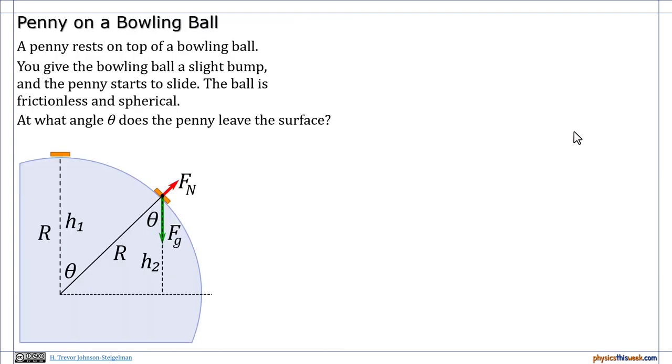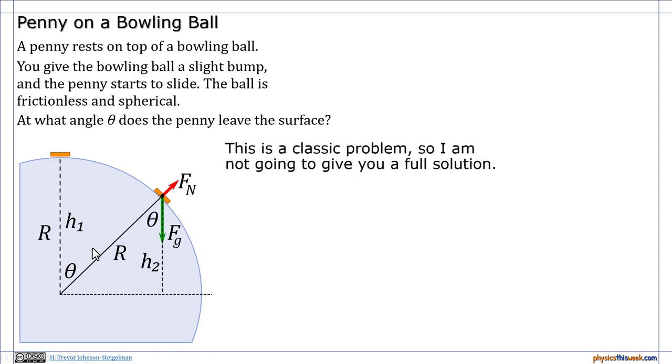Okay, so in this problem, you've got a penny resting on top of a bowling ball. You give that penny a slight bump and it starts to slide. It slides along the surface of the spherical ball, which means that it's moving in a circular path. And there's no friction. And we want to know what angle the penny leaves the surface. So down here is the angle theta that we want to look at. And that's what we're trying to figure out.